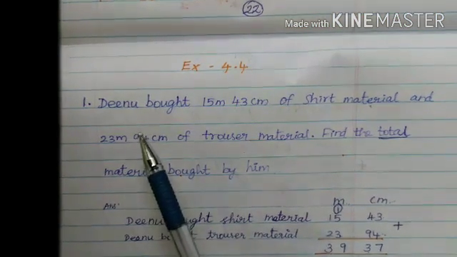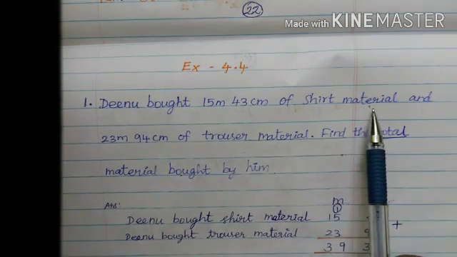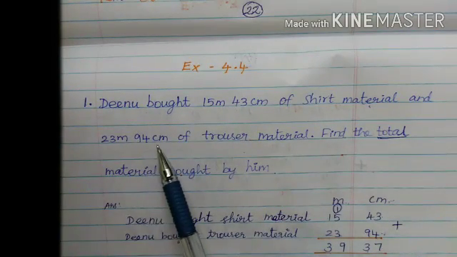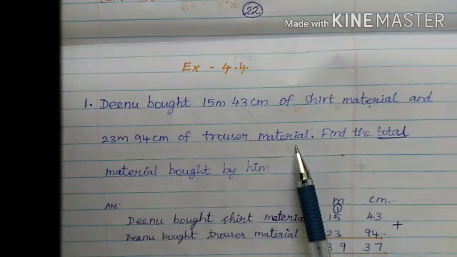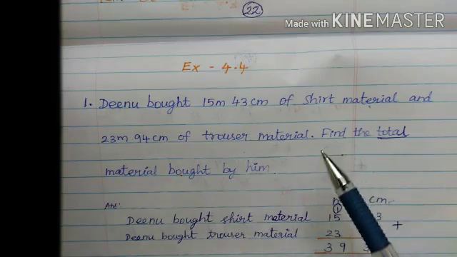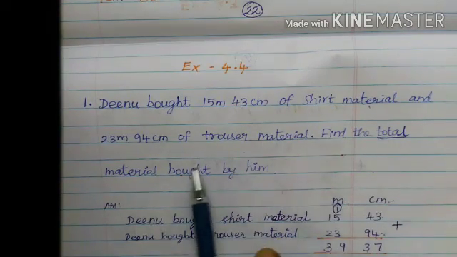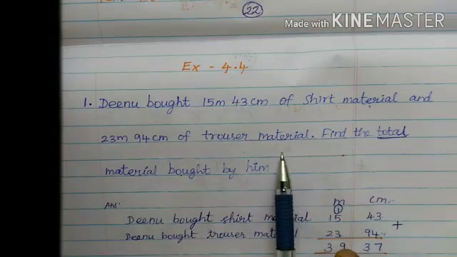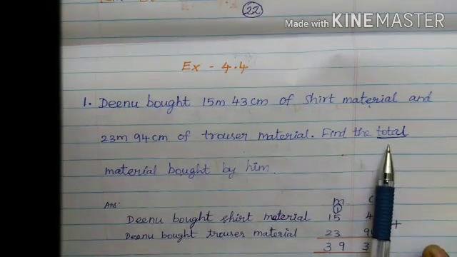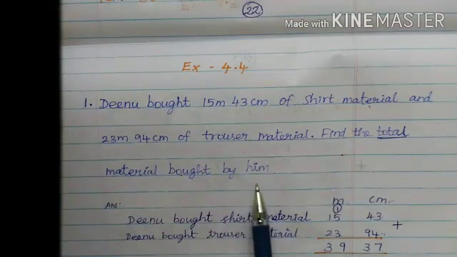First one, Sam. Dino bought 15 meter 43 centimeter of shirt material and 23 meter 94 centimeter of trouser material. Find the total material bought by him. Two types of measurement are given here: one is shirt material, another one is trouser material. The question asks you to find the total material bought by him.